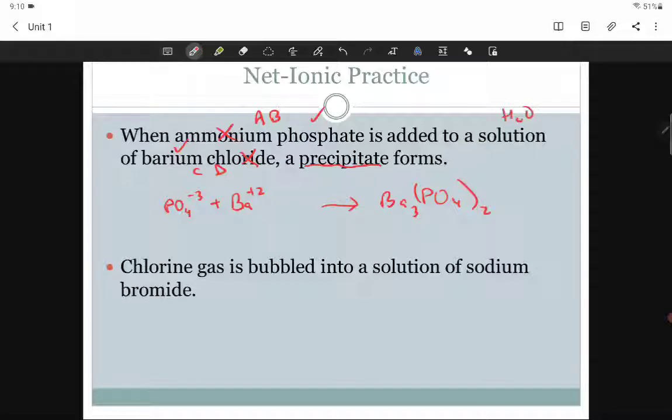So now we have to balance it though. 3 bariums on the right, so we need 3 bariums on the left. 2 phosphates on the right, so we need 2 phosphates on the left. And then lastly, we should look at the charges. On the right side, that compound has no charge, so that means we should have no charge on the left. We have 2 times -3, that's -6. And we have 3 times +2, that's +6. A +6 and a -6 equals 0. So that works out. So let's box that up and move on.